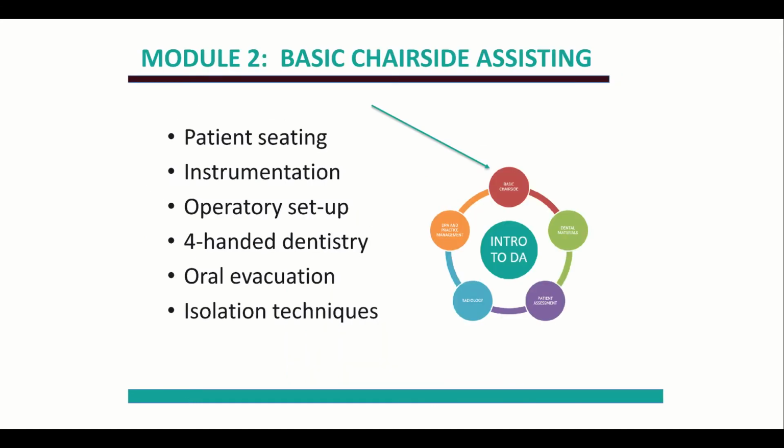The second module is basic chairside assisting. In this module, you are going to learn how to seat a patient, get them ready for treatment, what the instruments are for various treatment procedures, how to set up the operatory. So operatory is the treatment room where treatment is provided. So how do you set that up and get it ready for different procedures? Four-handed dentistry, meaning you've got 2 hands and the dentist has 2 hands, and how do we put all 4 hands together to make it happen? So how do we work together?